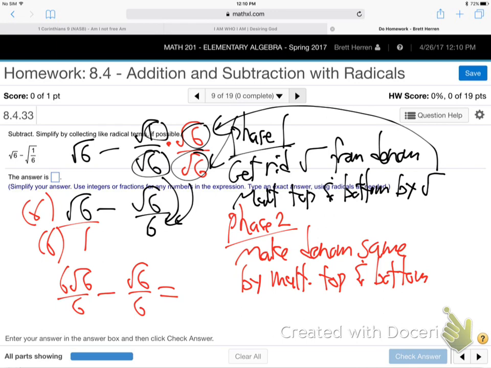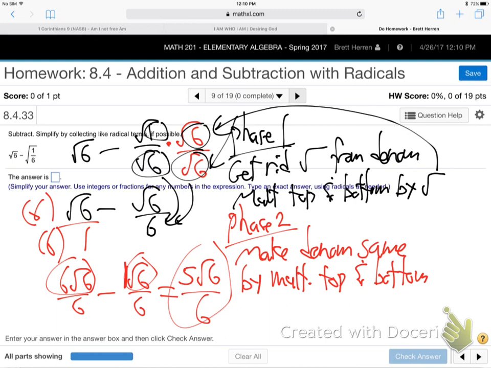So now that they have the same denominator, you can subtract them, right? You just keep the denominator, whatever it is, and you take 6 roots of 6 minus, what's the number in front of the second root 6? There's no number. What does that mean? 1. There's really a 1 there. It's 1 times root 6, right? So 6 roots of 6 minus 1 root of 6? 5 roots of 6. There we are, done.